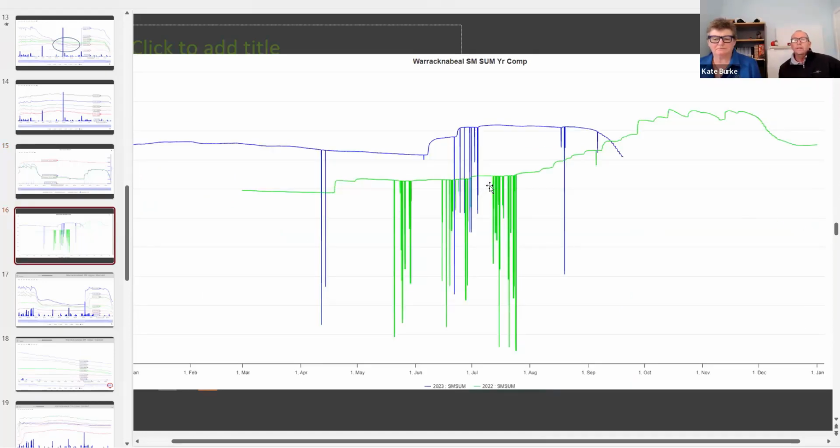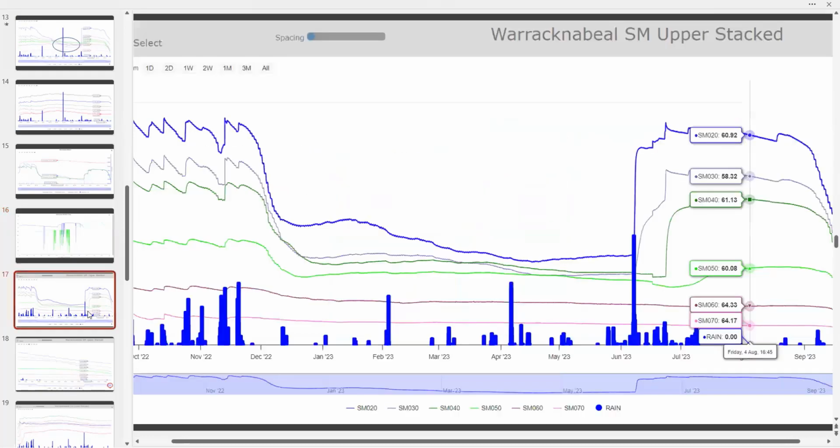Year on year, green is 2022. This is blue, the current line. If I was going to be doing some troubleshooting with this graph, these little marks here would probably be a drop in battery voltage and probably some errors coming through. But all in all, the data still seems quite sound. I can certainly see that this is a field capacity point up here, and we're starting to see that drawdown in the soil moisture from the canola.